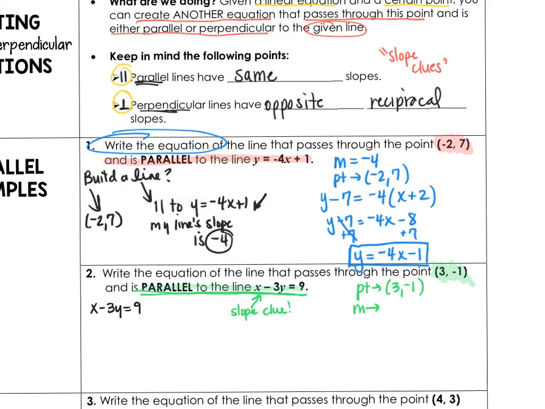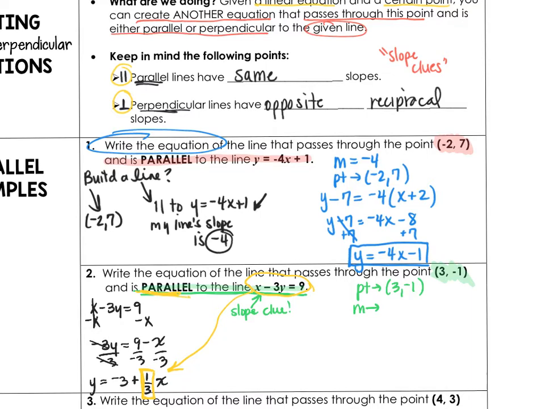So I'm going to switch it into slope-intercept form. Subtract x from both sides, and I get negative 3y is equal to 9 minus x. Divide by negative 3 everywhere, and I have y is equal to negative 3 plus 1/3 x. And I can see my slope right here next to my x is 1/3. So this parallel line, which came to me in standard form, is now that equation in slope-intercept form.